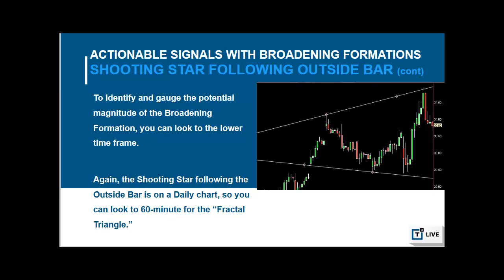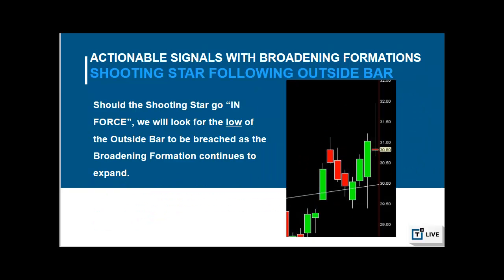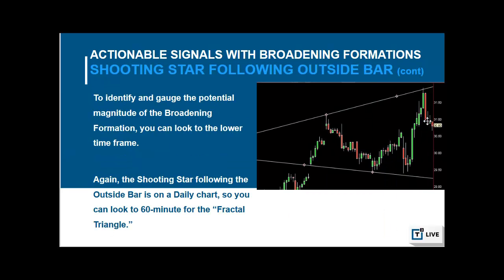To identify and gauge the potential magnitude of the broadening formation, you always look to the lower time frame again, right? Again, the shooting star following the outside bar on a daily chart, so we can look to the 60-minute fractal triangle here, right? We've got higher highs, we've got lower lows here. All right, so if we go back to that, this is what we see here on the daily. But to go back fractally, we go into a 60-minute, we can draw off the recent highs and lows. Here's your triangle. Higher high, lower low, higher high, lower lows, higher high.